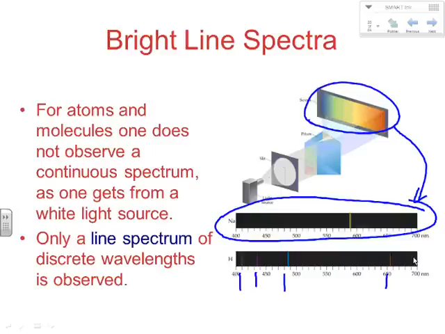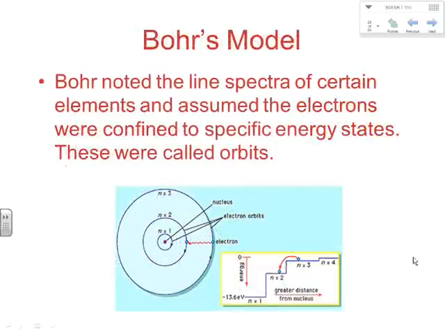Scientists couldn't explain, using wave theory, why you get a discontinuous spectrum with glowing substances. The first person who really was able to put together what might be happening and have a greater understanding of the bright line spectrum was a scientist by the name of Bohr. He used this as his basis for understanding the electron inside a hydrogen atom. Bohr noted the line spectrum of certain elements, and used that to try and assume what was happening with the electrons and the energies that those electrons existed at.